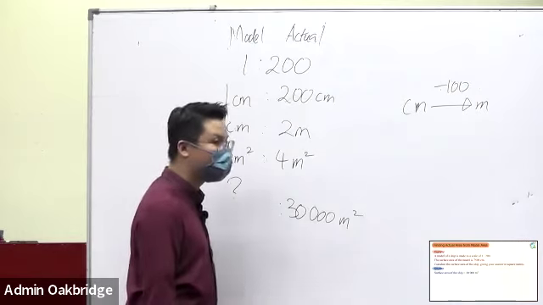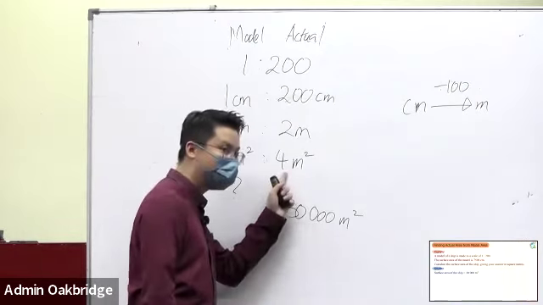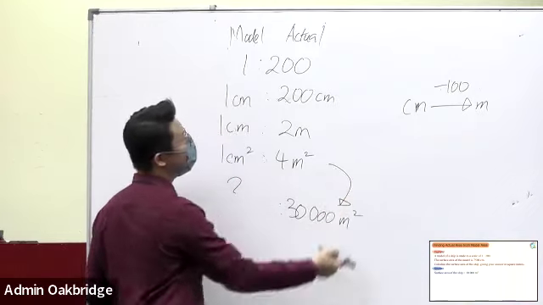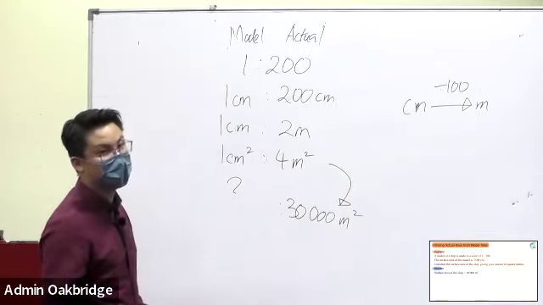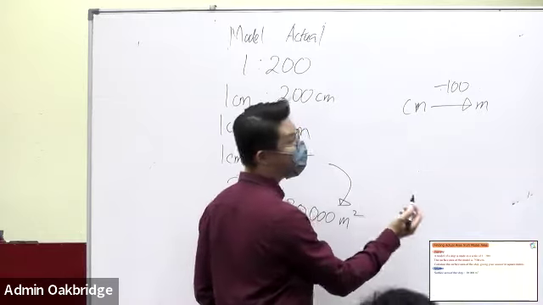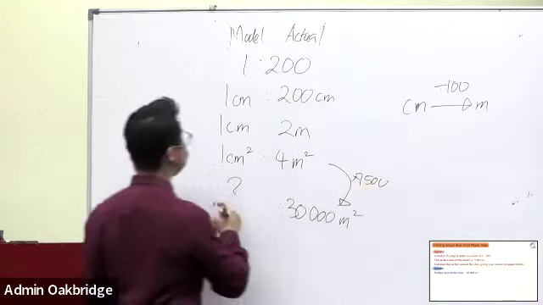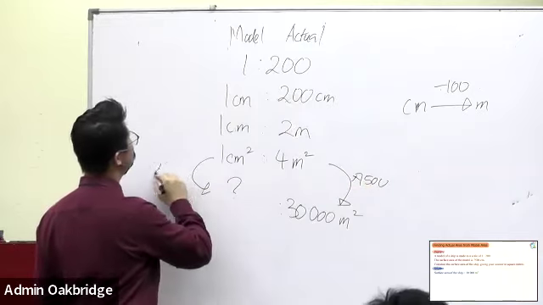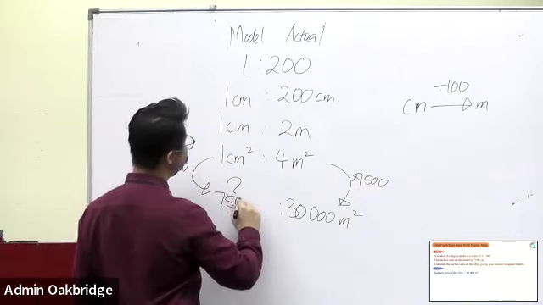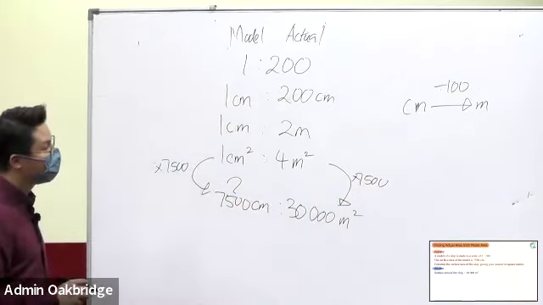You should take 30,000 divided by 4 to get the multiplier. You get the multiplier, 7,500. Then you know you need to multiply this one by 7,500, and the answer is 7,500 cm squared. That's it.